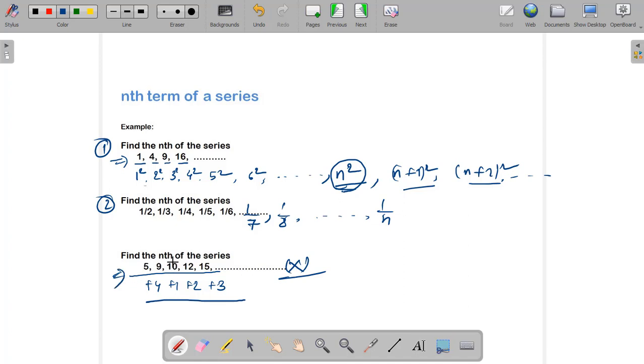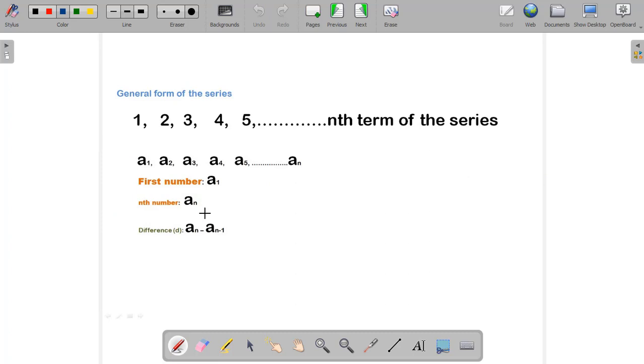So if there is a proper relation among all the numbers, we can find the nth term of the series. But if there is no proper relation among all the numbers, we do not find the nth term of this series. So these are the 1 by n and n square, the nth terms of the first two series. We already discussed the particular cases of the series.